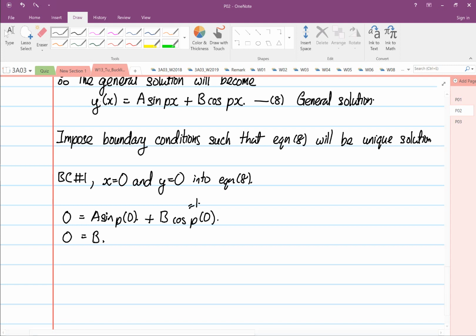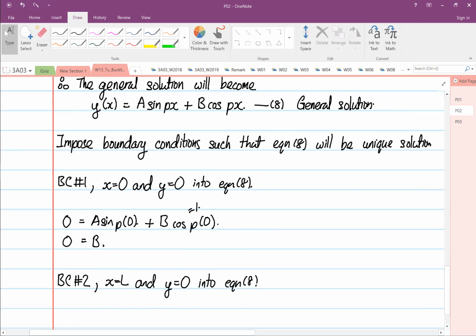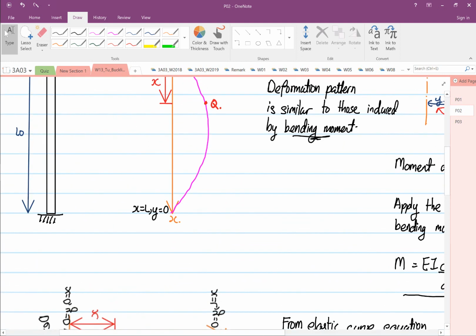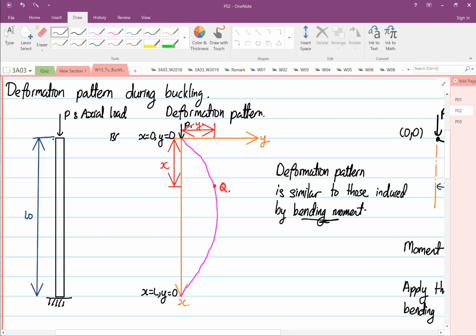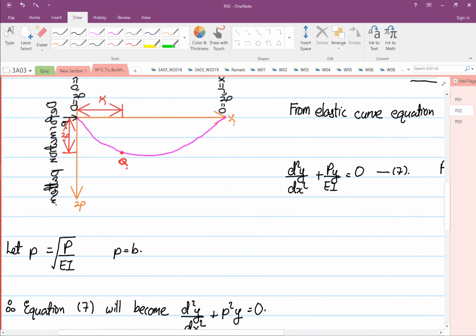Then next we're going to substitute boundary condition number 2, where x is equal to L and y is equal to 0, into equation number 8. So what we have done down here, as you can see, this is our boundary condition number 1, and this is our boundary condition number 2, because it's built in at x = L, y equal to 0. That's why y is equal to 0.